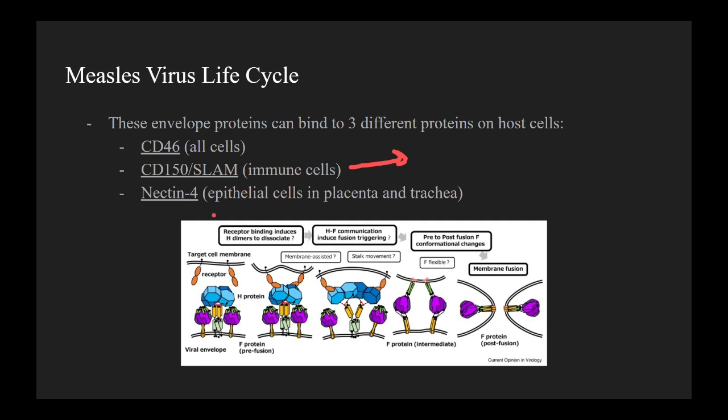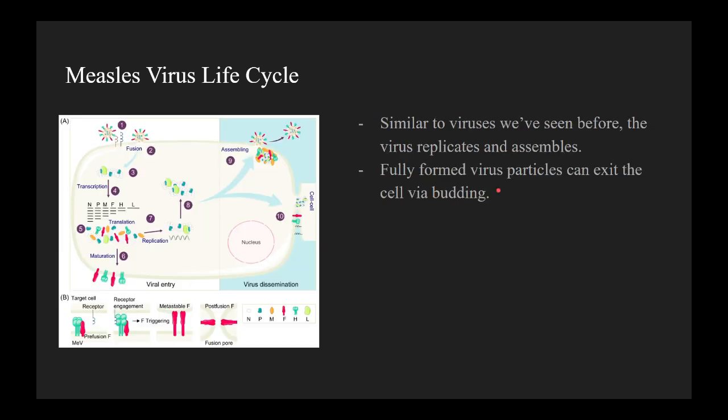So remember, epithelial refers to the outer lining. So for example, in the trachea, those would be your outermost cells, like if you stuck a finger in your throat and then you touched around, those would be the epithelial cells. So this receptor is present in the placenta and the trachea. And you can kind of see it in this graphic how initially the H protein binds to the receptor, and then these fusion proteins kind of open up the membrane and allow them to fuse together.